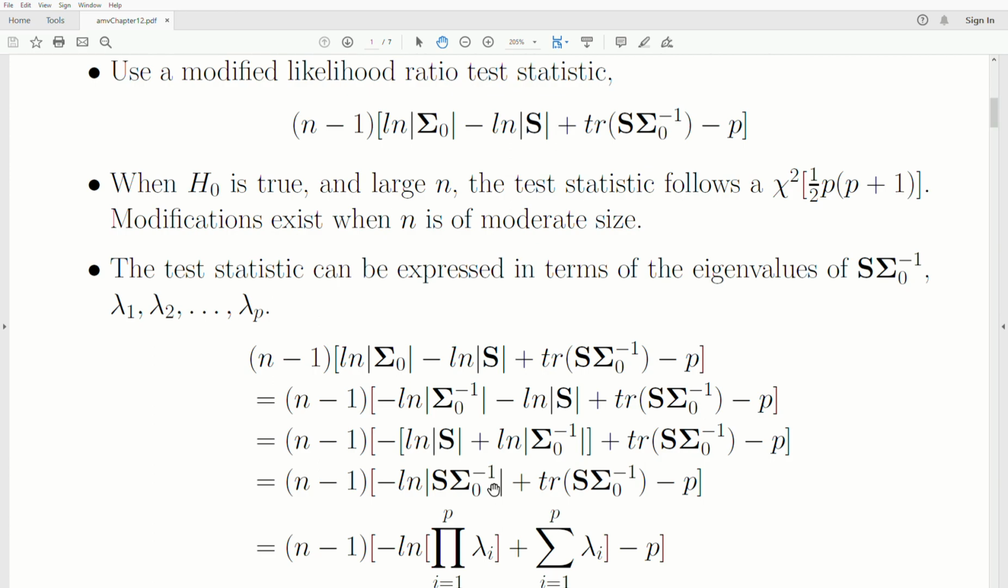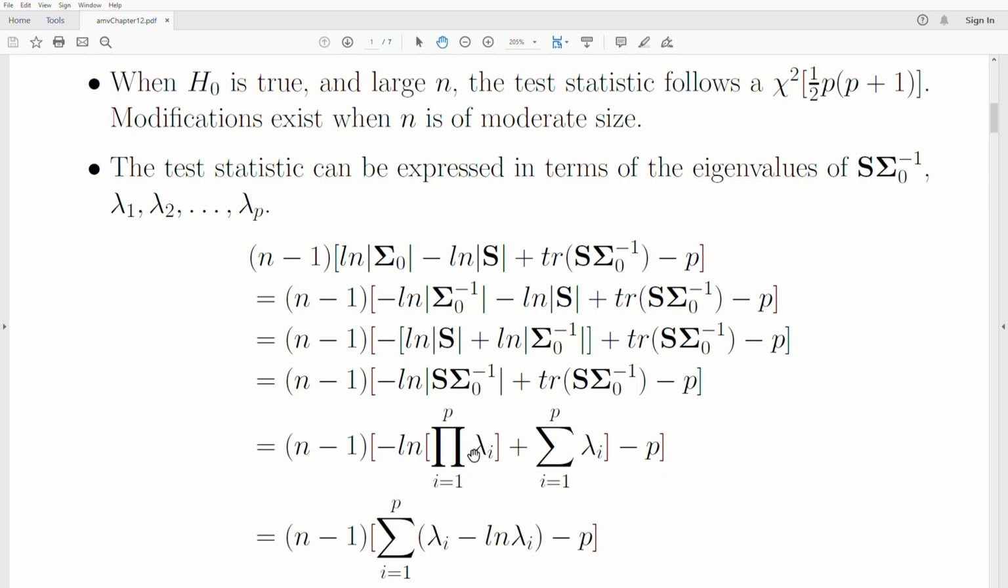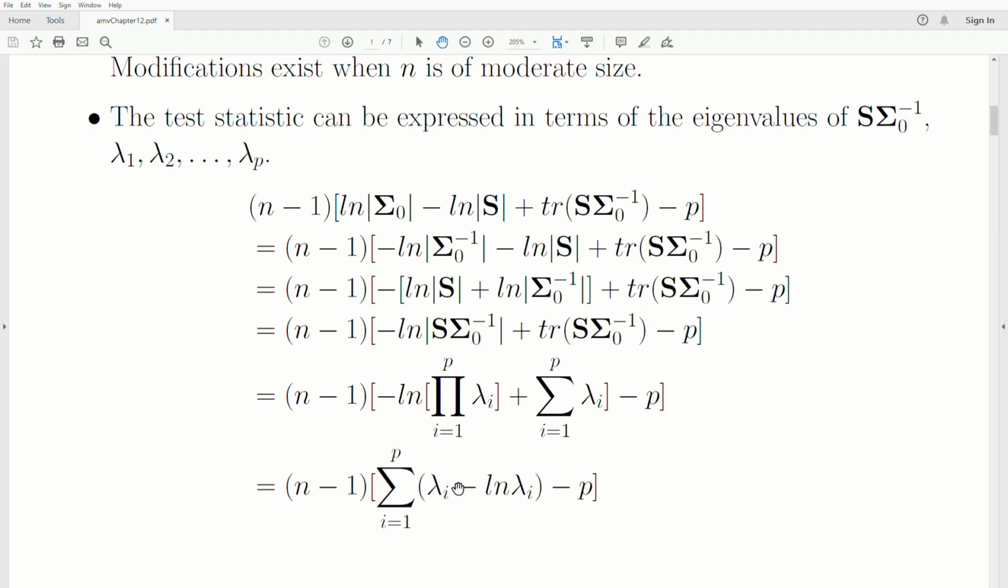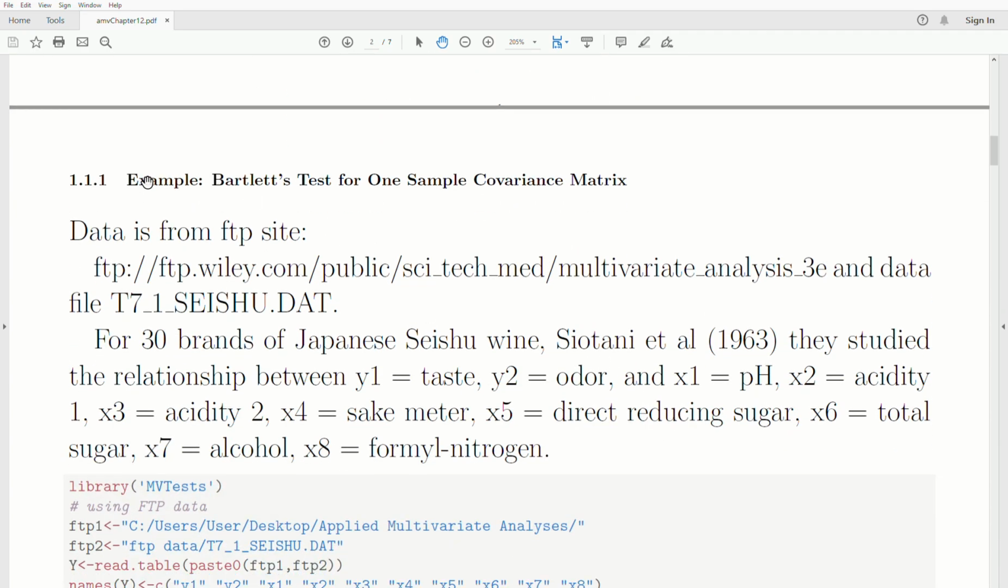And then the determinant of a matrix is the product of the eigenvalues, and the trace of that matrix is the sum of the eigenvalues. Then the log of a product is the sum of the logs, and then you can distribute that sum, and I'm skipping a few steps, and then we get this. So the test statistic can be purely expressed in terms of the sample size, the number of variables, and the eigenvalues associated with this matrix product. Now, we're going to do an example in R using Bartlett's test for one sample covariance matrix.